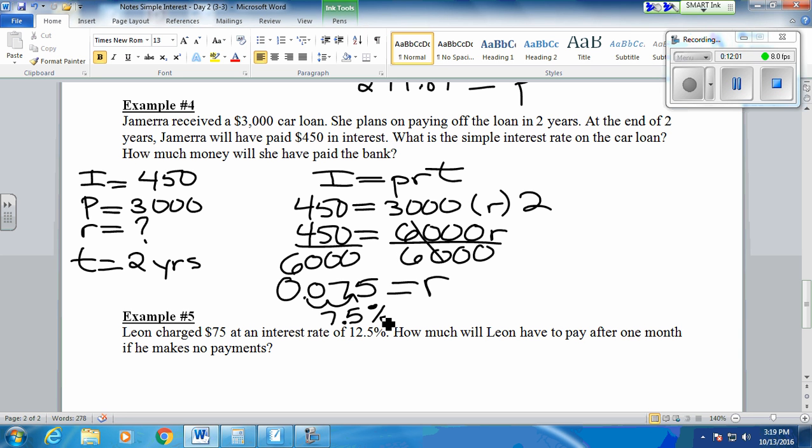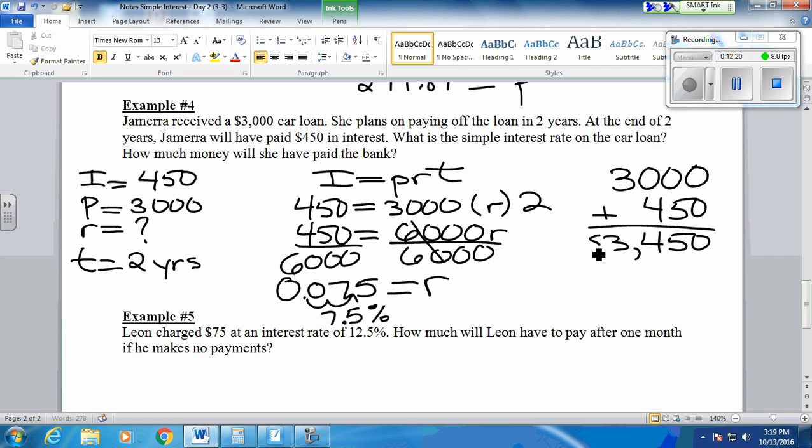In order to tack on that percent sign, I have to change a decimal to a percent by multiplying by 100. Now they're asking, though, how much money will she have paid the bank? Well, she has to pay them back the original $3,000. If you don't pay it, they will come back at you. And she has to pay the $450 in interest. So she will actually have paid the bank $3,450.